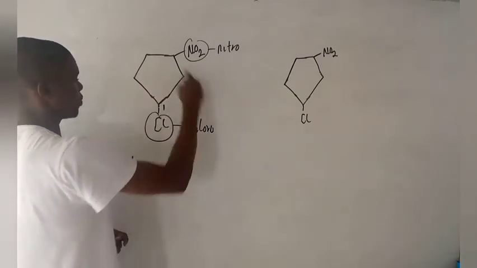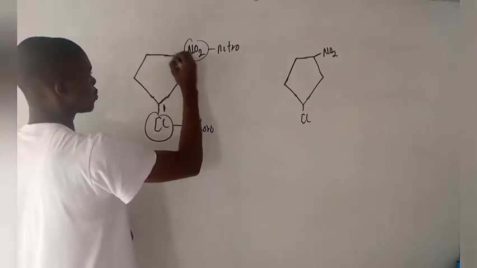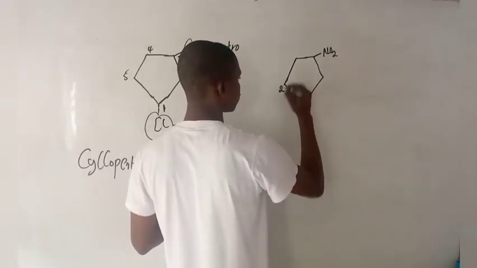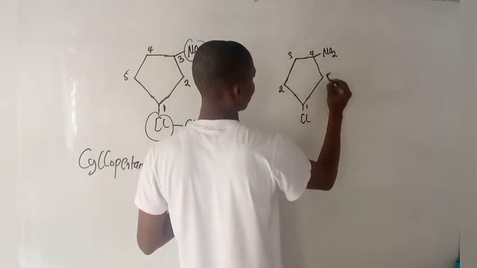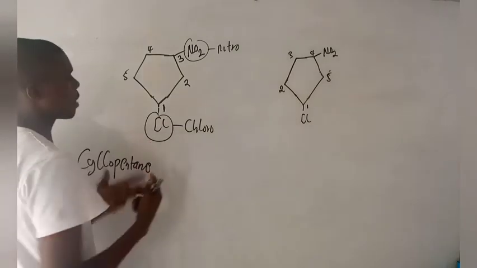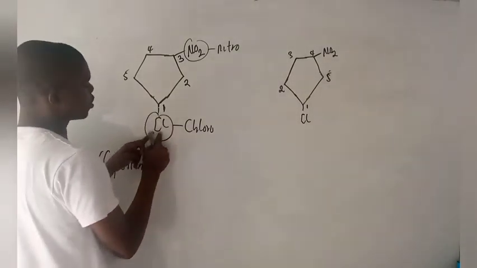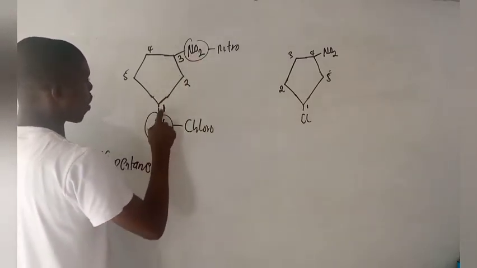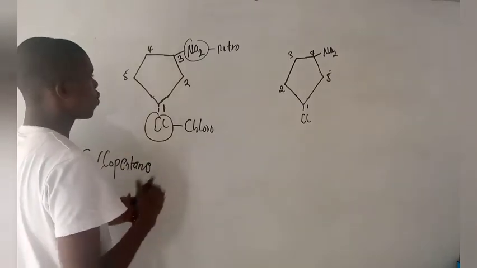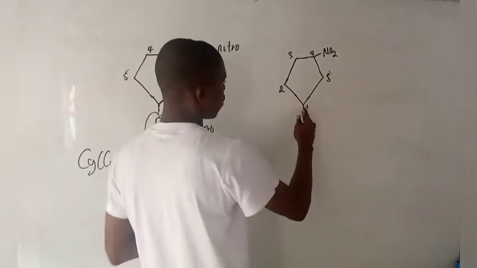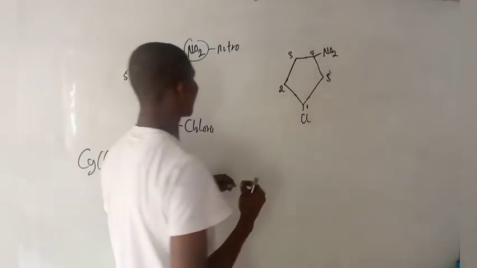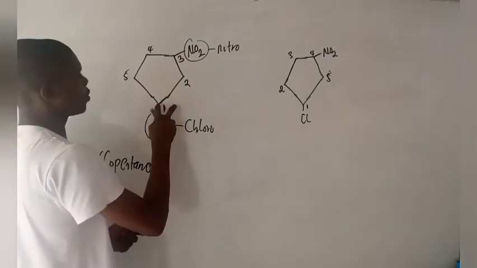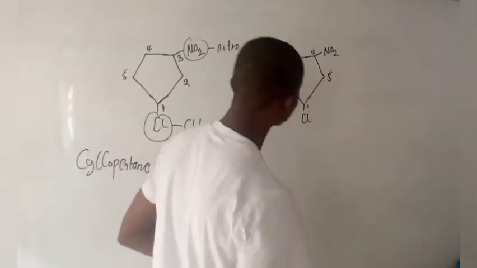If I start from here to here, what am I going to get? 1, 2, 3, 4, 5. The same thing here: if I start from here, 1, 2, 3, 4, 5. So what are my positions? If I take chlorine at position 1, nitro is at position 3. So 1 plus 3 is going to give me 4, right? But here 1 plus 1 is going to give me 5. So he said that the summation of the positions of the substituents must have the lowest possible number. Therefore, this will be my right number. Hope you understand.